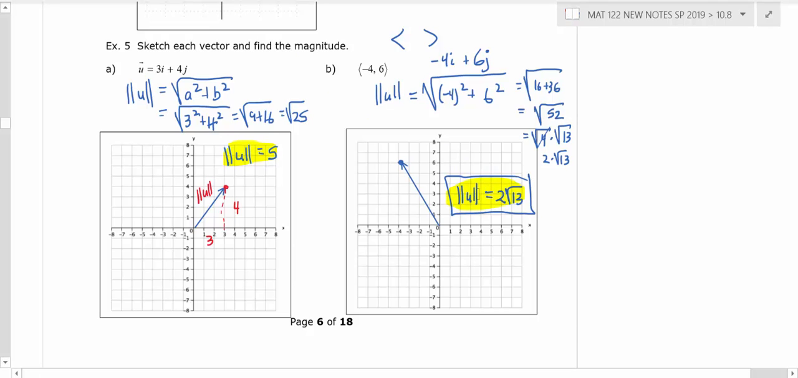All right, so that's how you find the magnitude. Again, that's nothing more than the length of that vector. It's like the hypotenuse of a right triangle. In this case, that would go straight down, and then that would be your right triangle where you'd have a side, -4, you'd have 6, and the Pythagorean Theorem will give you that answer.